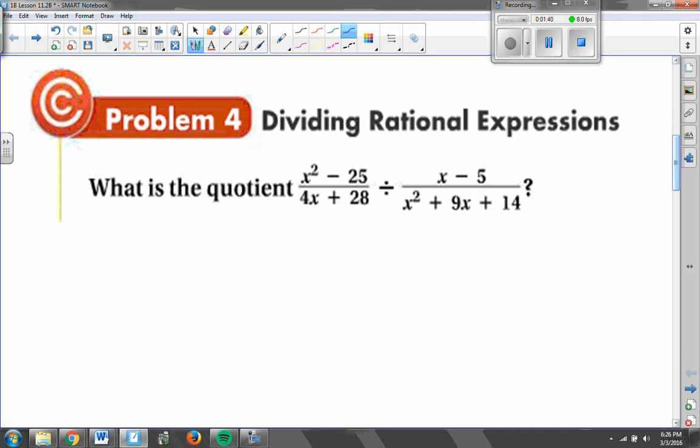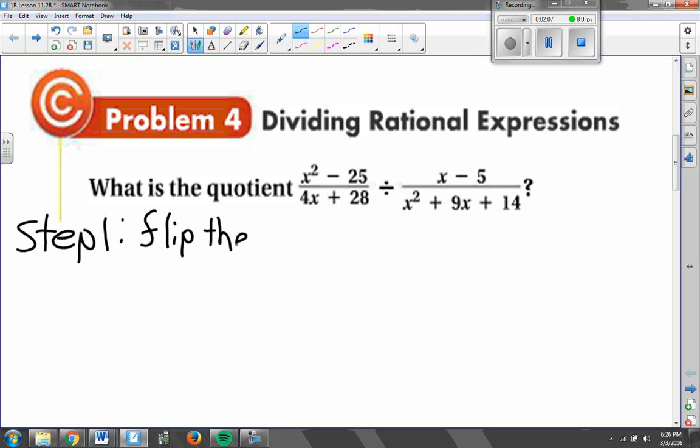So here we have this dividing problem, x squared minus 25 over 4x plus 28 divided by x minus 5 over x squared plus 9x plus 14. They want us to simplify all of this down and divide for them. The very, very first thing I am going to do, step one in all of your problems today, is to flip the second fraction. So really what this problem should say is flip the second one and multiply.